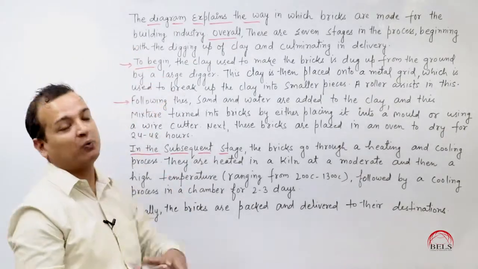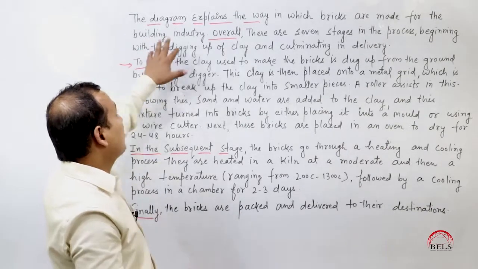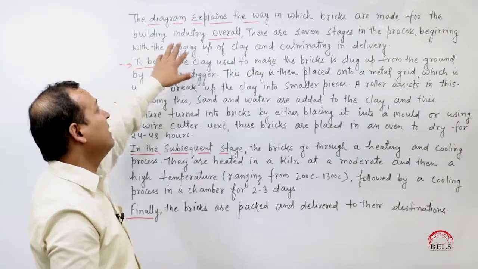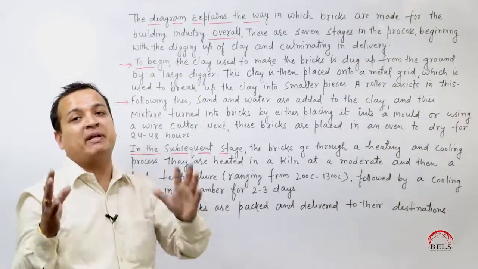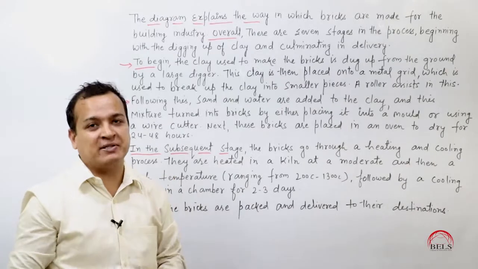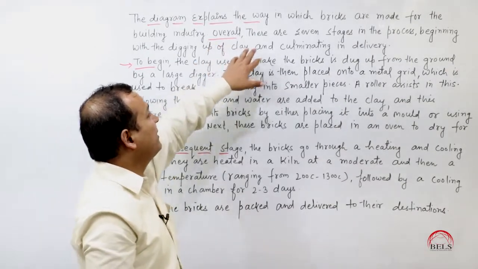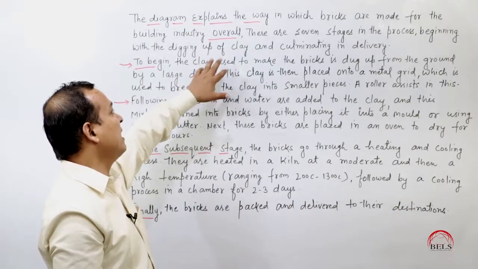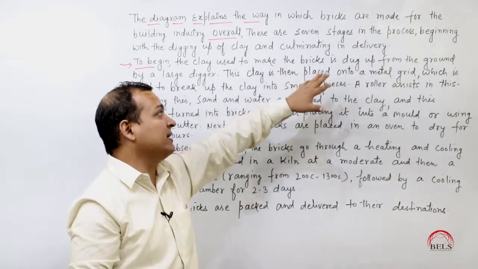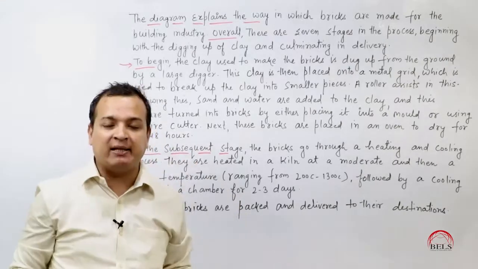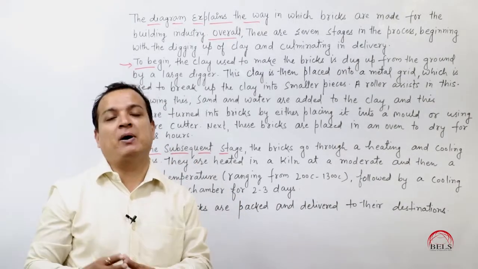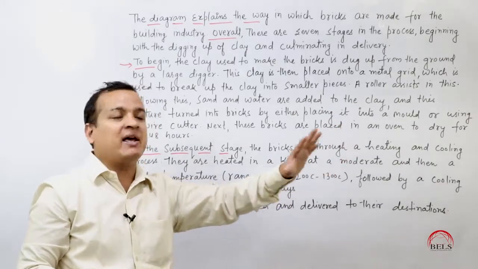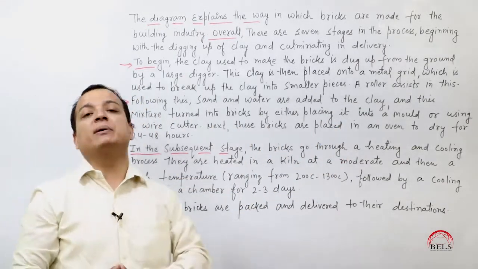The first, introduction, we can start like this. The diagram explains the way in which bricks are made for the building industry. This is what you have explained, you have paraphrased the question basically. Overall, there are 7 stages in the process, beginning with the digging up of the clay and culminating in the delivery. So what is happening in the diagram, you have explained the major part of that, starting from the digging up of the clay and finally culminating in the delivery part.